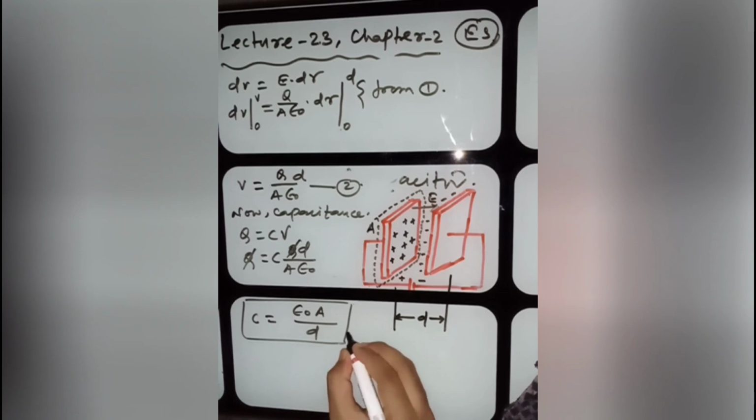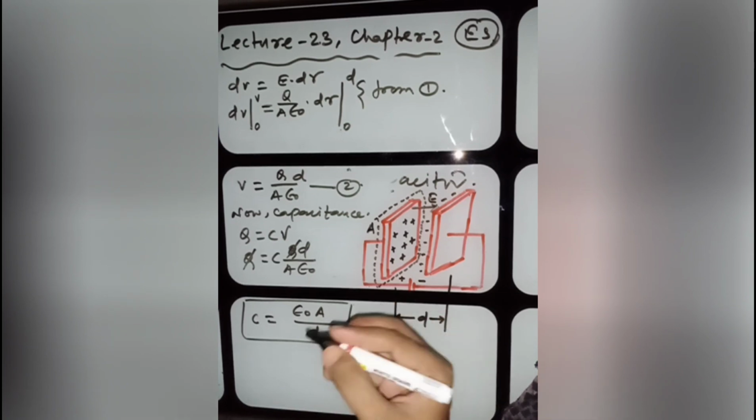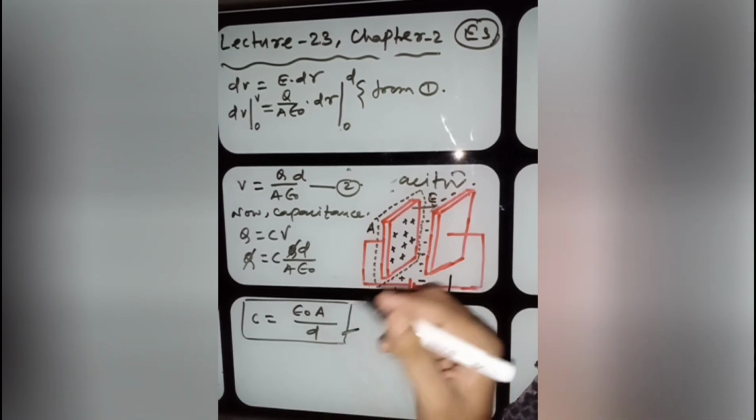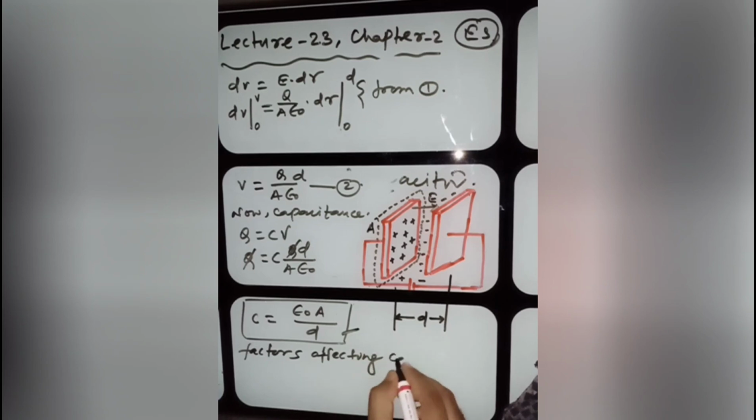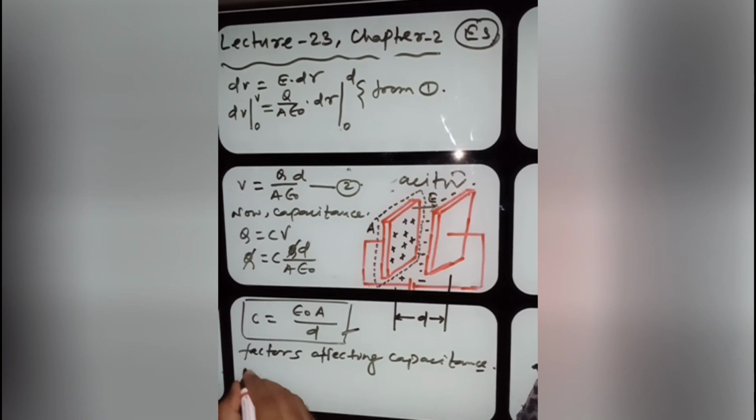Now students, on the basis of this formula we can correlate, or study, the factors that affect the capacitance of a parallel plate capacitor. Factors affecting capacitance. What are the factors? The first one, epsilon naught, that is the medium.